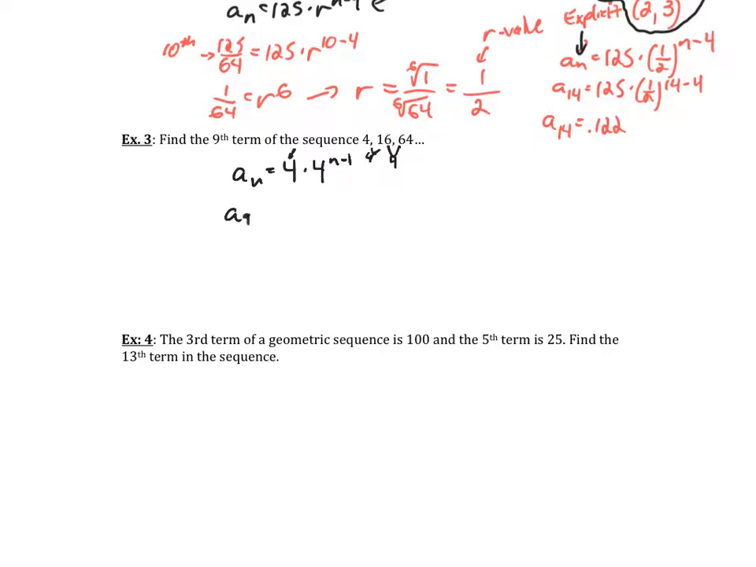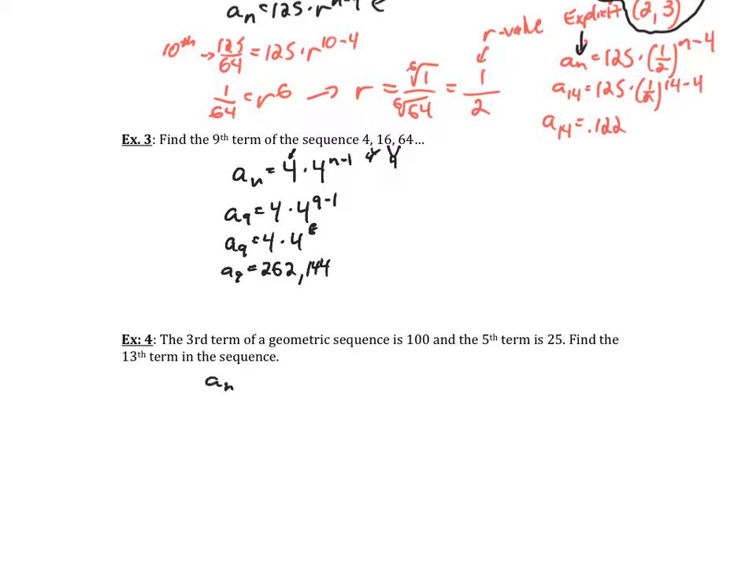So now I just do a sub 9 equals 4 times 4 to the 9 minus 1. I really do this the long way. It's 4 times 4 to the 8th. Do 4 to the 8th and then multiply by 4. It is not 16 to the 8th. In this case, a sub 9 equals 262,144.